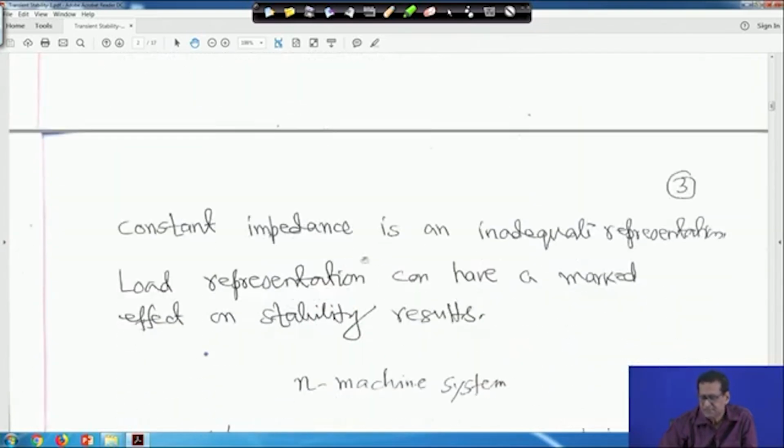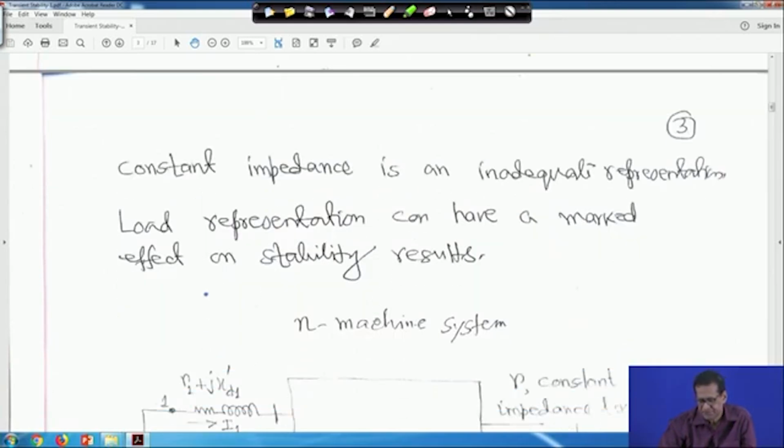Now, constant impedance is an inadequate representation. Load representation can have a marked effect on stability results.